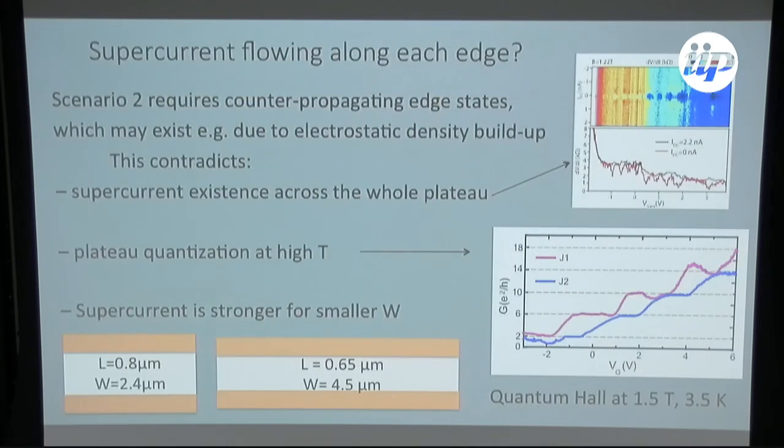So we need some ways to distinguish the 2 scenarios, and here what I have again is the second scenario, where you have some spurious channels along the edges. Yes?